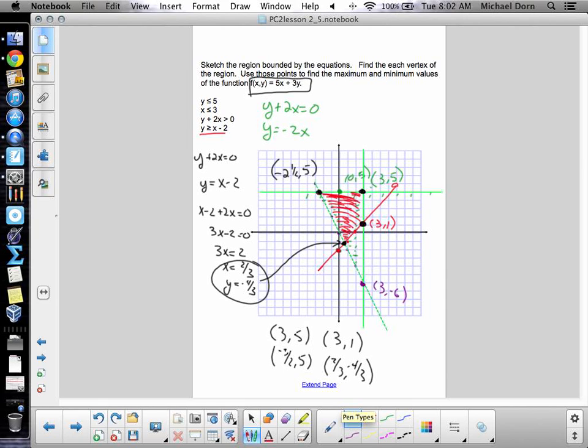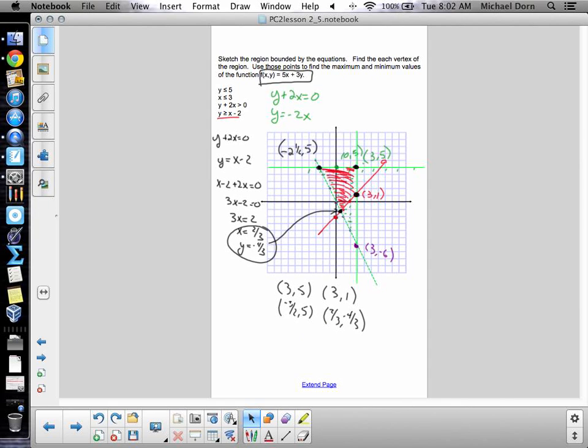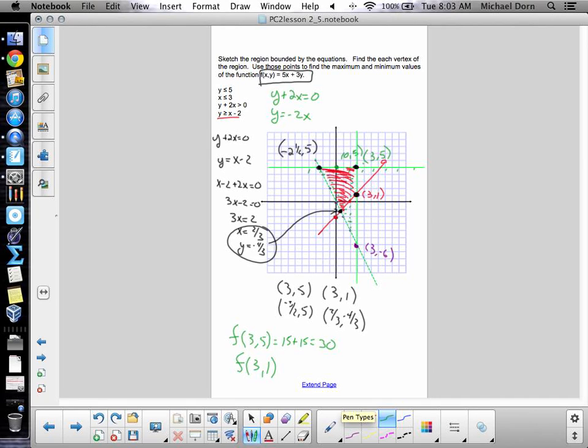I'm going to plug each of those points into this equation, 5x plus 3y. I'll find out which one gives me the maximum value, which one gives me the minimum value. If I actually go ahead and do that, (3, 5), that'd be 5 times 3, it's 15 plus 15. So f of (3, 5) is 15 plus 15, or 30. F of (3, 1), that would be 15 plus 3, which is 18.